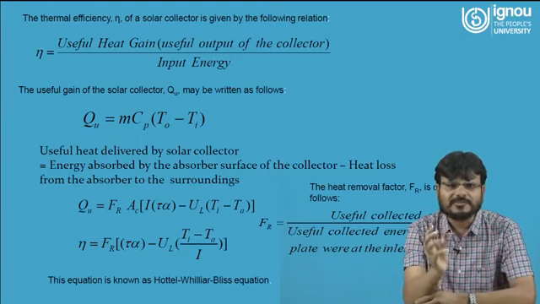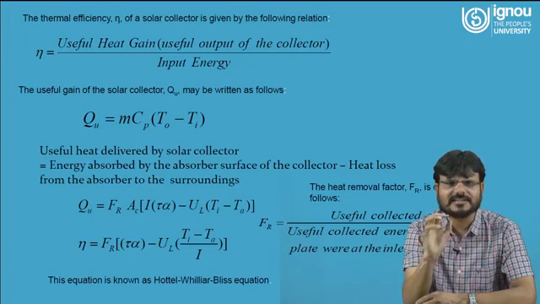So energy absorbed by the absorber surface of the collector is what? Fr multiplied by AC multiplied by intensity multiplied by tau, that is the transmittivity, and multiplied by alpha, that is the absorptivity of the collector. Now loss is what? Fr into AC multiplied by U suffix L multiplied by Ti minus Ta.